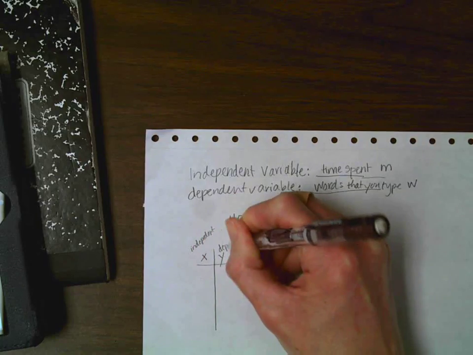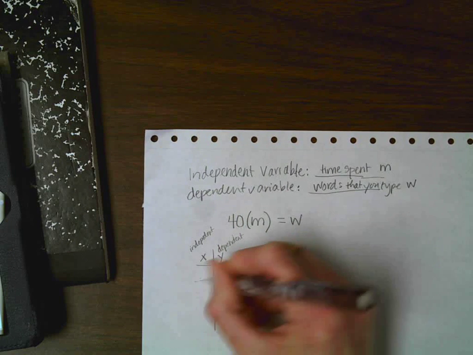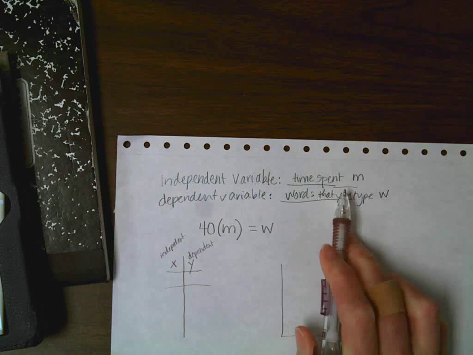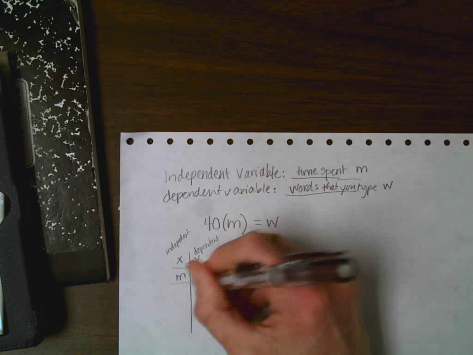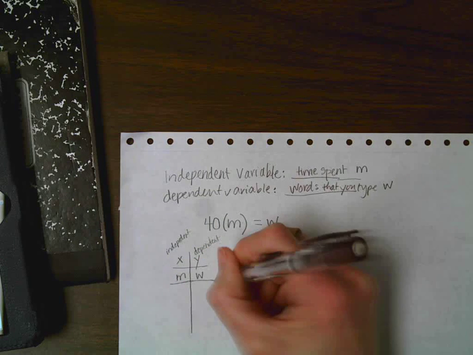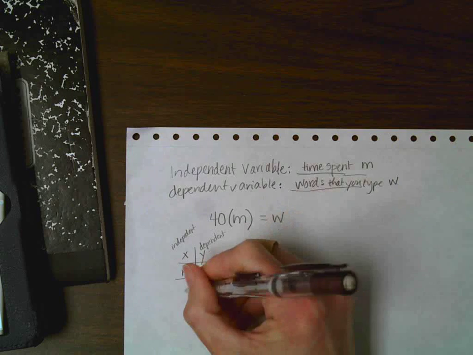And the Y is always the dependent, right? So if X is the independent, which variable did we choose for independent? M. So this is really M. This is going to be W, okay? And it said for every 1 minute, she can type 40 words.